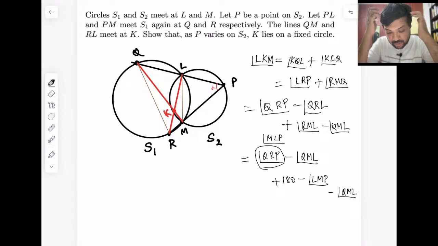Oh, power of a point. Oh, how do you use power of a point? That's a very good question. How do we use power of a point to show that K lies on a fixed circle? The circle is unknown, so I guess you argue K lies on a fixed circle. How do you do this?